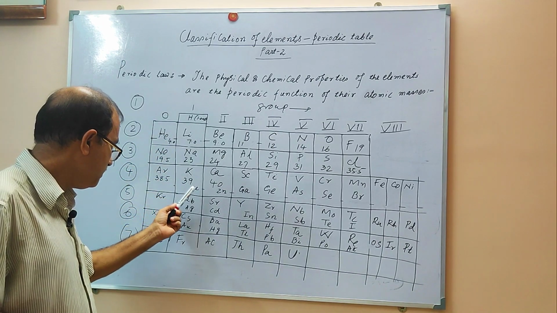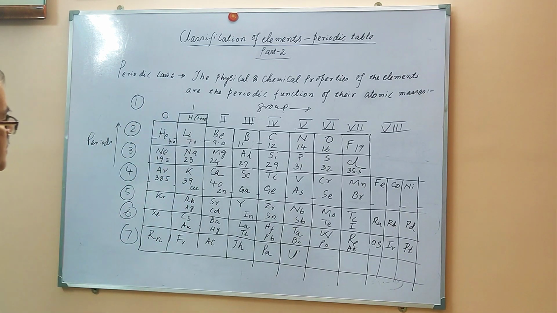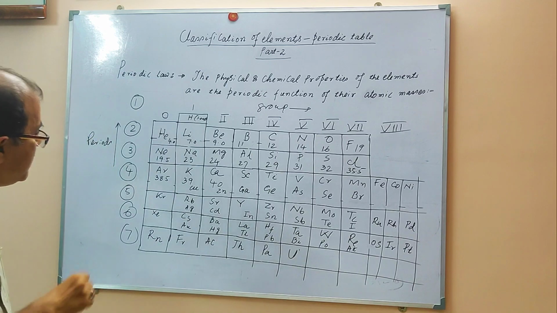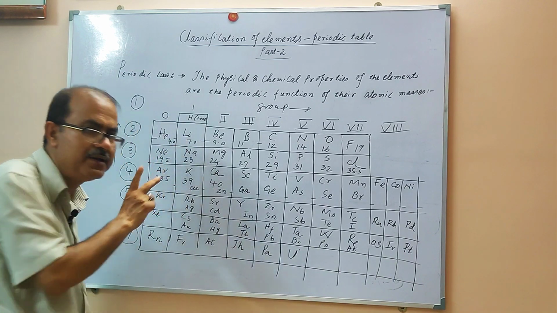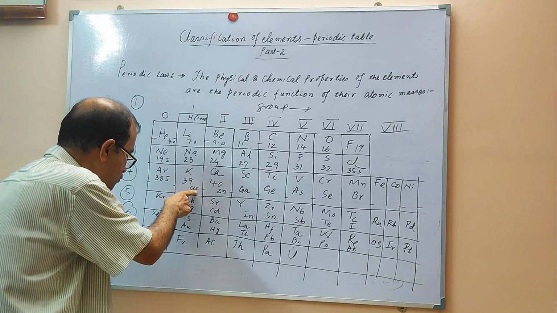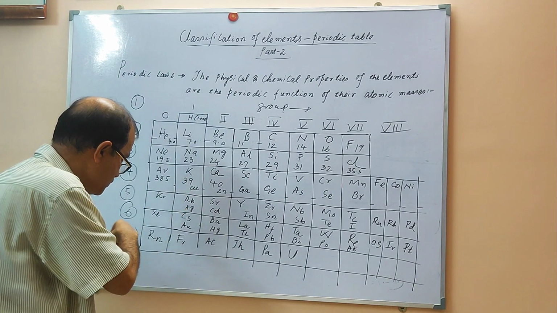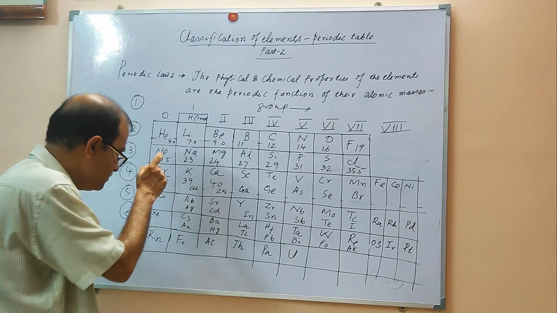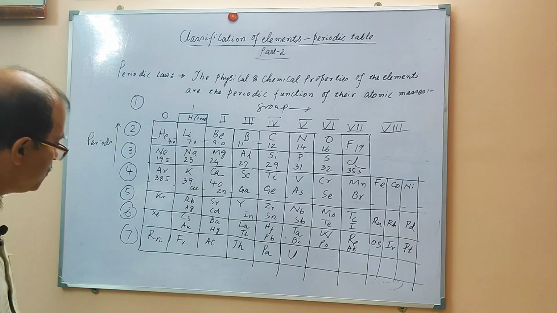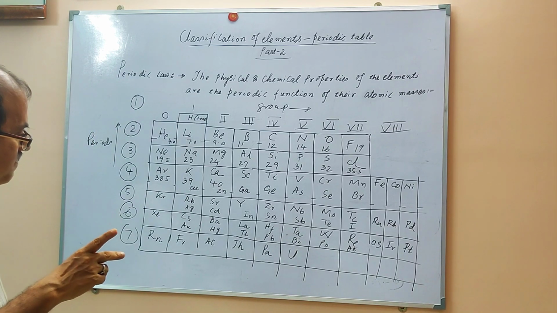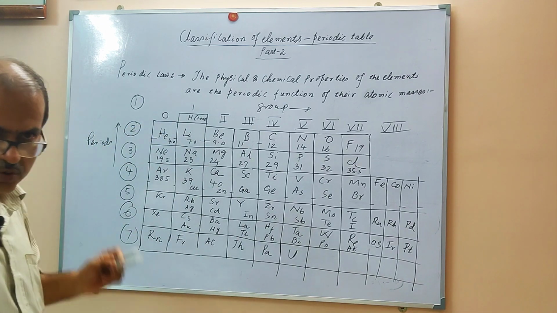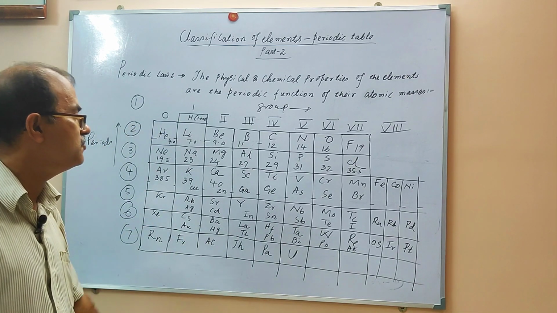In the group you can see there are two types of metal element. One is your normal element and the other is your coinage element, the transition element. You can see here, this is copper and this is potassium, this is rubidium and this is Ag, this is Cs, cesium, and this is Au, gold. So there is one element that is a normal element, and the other is a transition element.